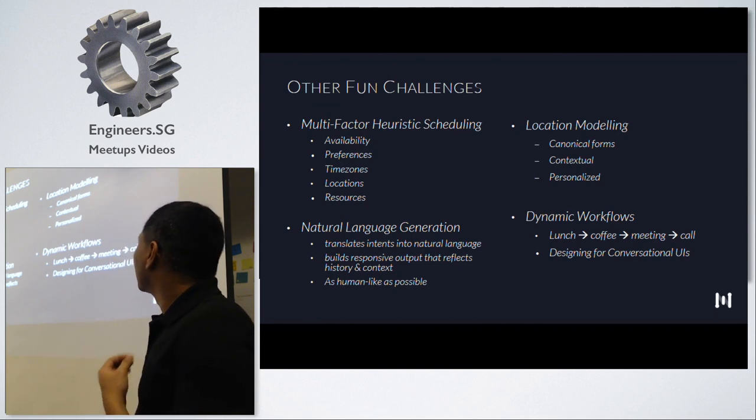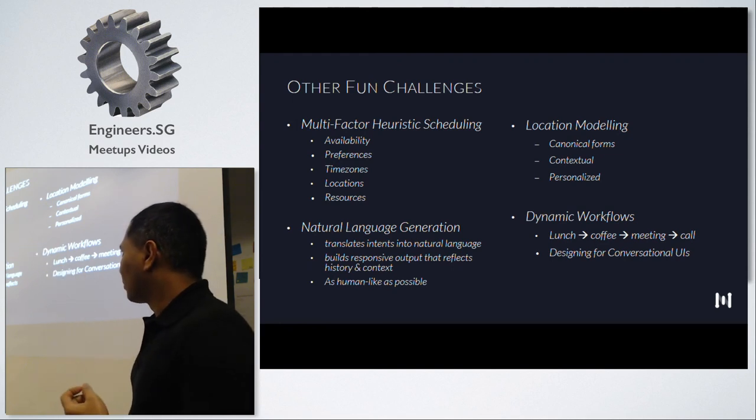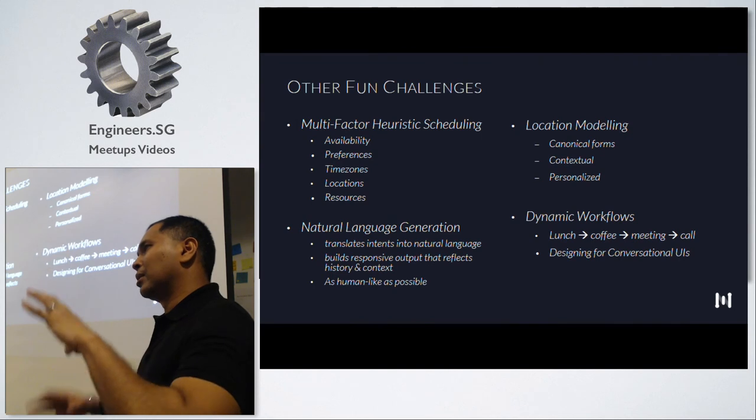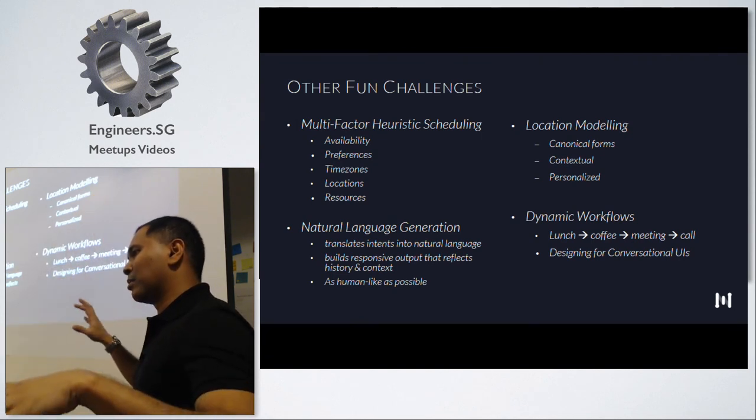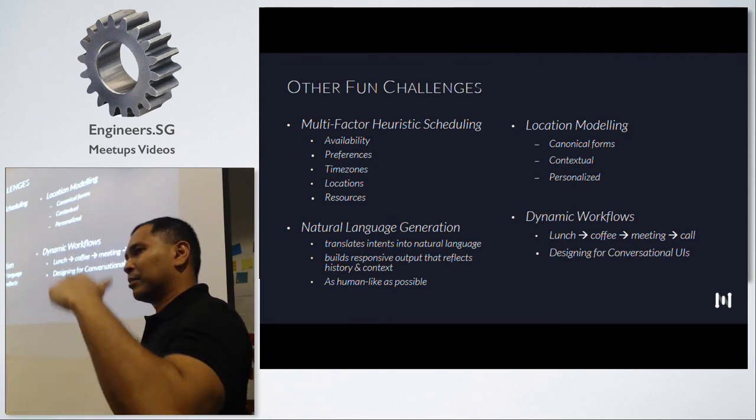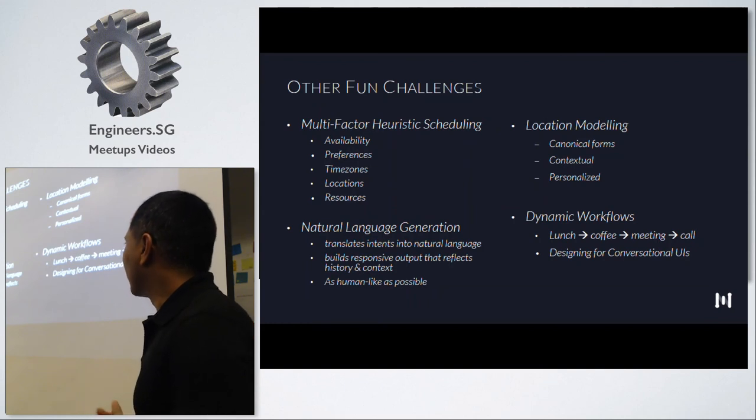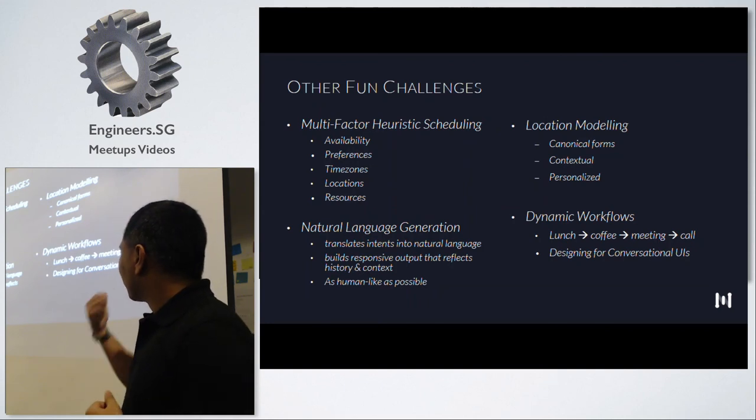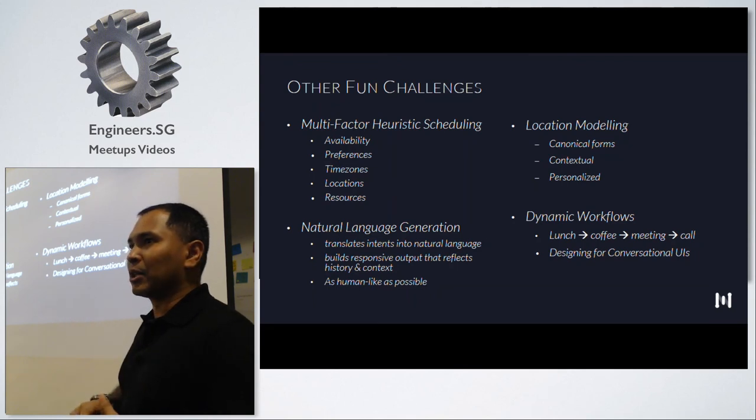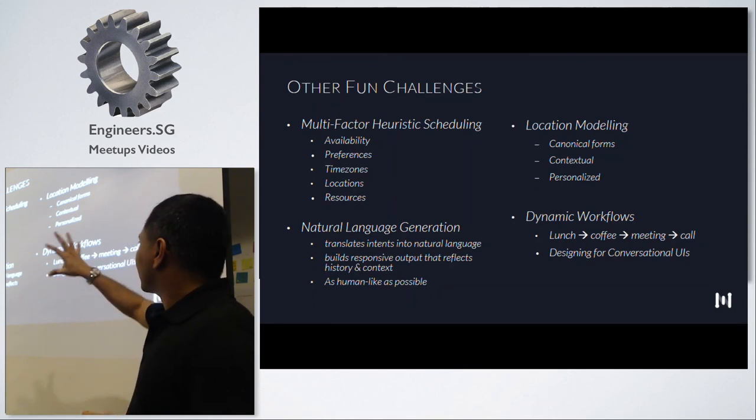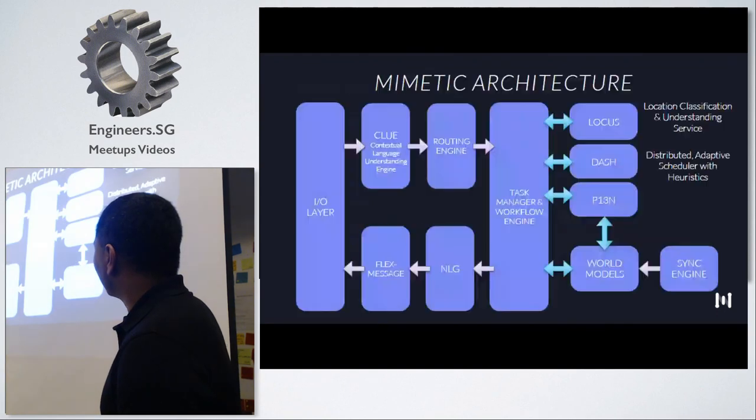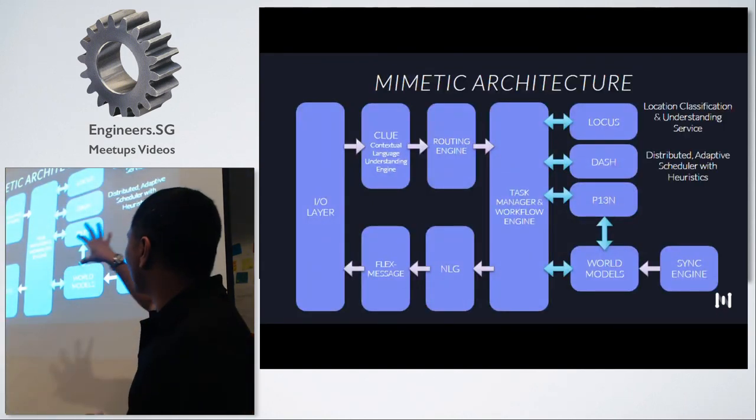Location modeling, we talked about that when we were talking about language as well, but aside from the language, you also need a way to represent this in terms of database structures and looking up stuff in a tiered and hierarchical manner. Dynamic workflows, so lunch, coffee, meeting, all that, and then natural language generation, right? So each of these is a ton of boxes, and they're handled by one of these, right?